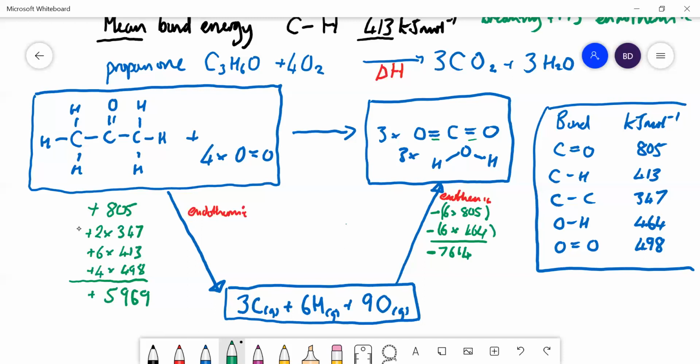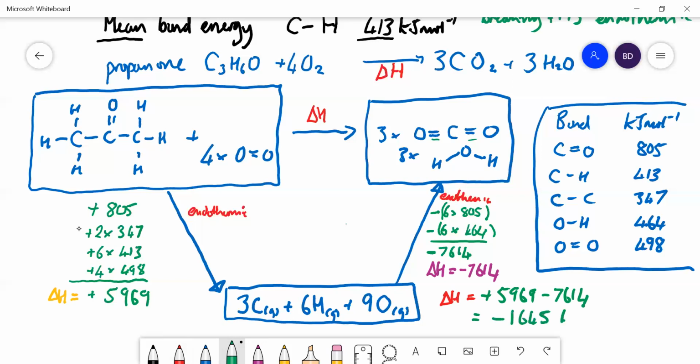Okay, so now what we have to do is find out the delta H here. So we know that this delta H, let's do that in yellow, is equal to that, and this delta H is equal to minus 7614. So for the overall delta H, we just add them all up together. So we do plus 5969 and minus 7614, and that gives us minus 1,645 kilojoules per mole, and that is our answer.